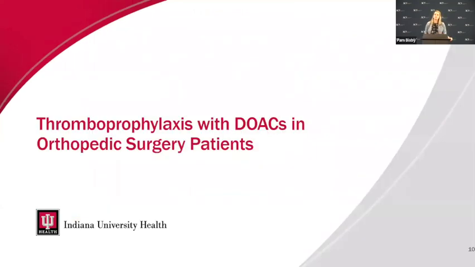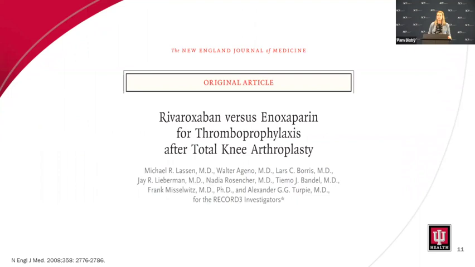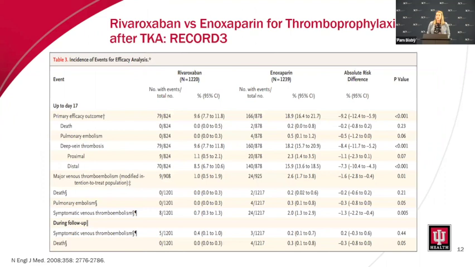So if we switch gears then to thromboprophylaxis with DOACs in elective orthopedic surgery patients, the first study that I wanted to talk about was the Record 3 trial. So this is Rivaroxaban versus Enoxaparin for thromboprophylaxis after total knee arthroplasty. The primary efficacy outcome, again, was death, pulmonary embolism, or any DVT. Again, remember that because these are randomized controlled trials, ultrasonography was routine in these patients in both the previous trials and then again in these trials that we're going to talk about related to elective orthopedic surgery. So in these trials, the primary efficacy outcome was evaluated at about day 14 up until day 17 post-surgery.